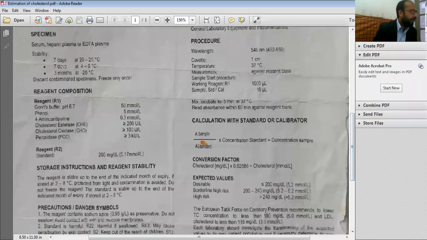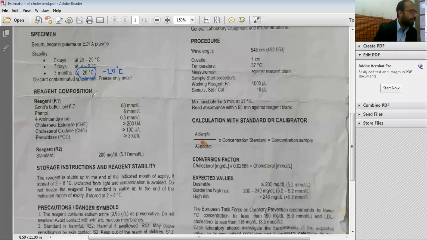Now the specimen, if we need to store the blood sample for 7 days, you will place it at 20 to 25 degrees Celsius, or you can place it at 4 to 8 degrees Celsius. But if you need to store your sample for a long time, it will be blood sample or serum or plasma, right? You can store it for 3 months, but the temperature will be low. You need to place the sample at minus 20 degrees Celsius if you need to store the sample for 3 months.